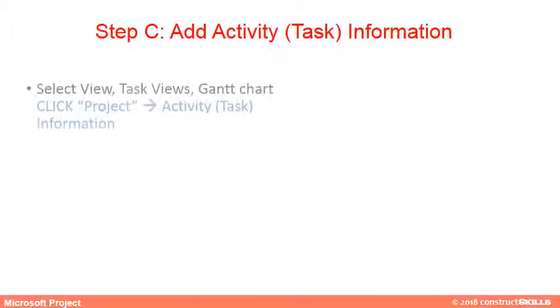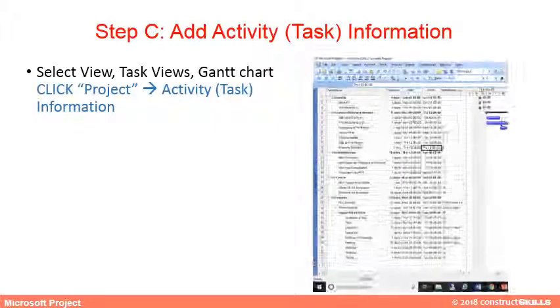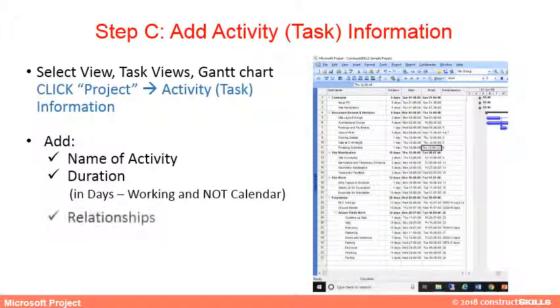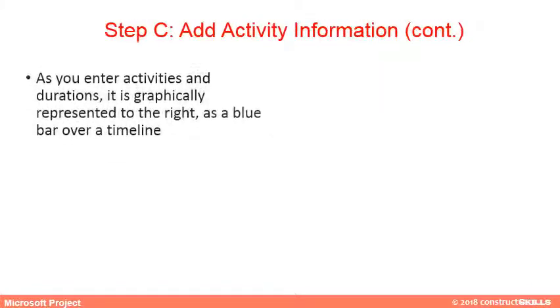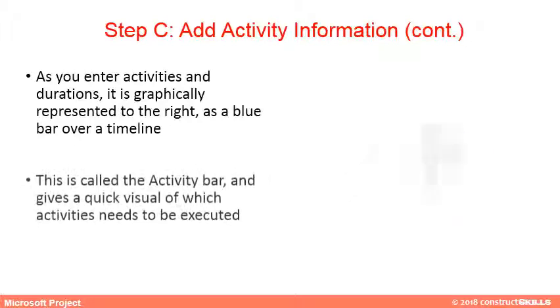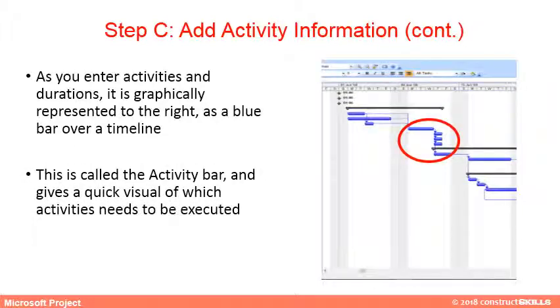Adding activity: select View, Task Views, Gantt chart. Type a task name in the first empty task name field, then the duration required to complete it and the relations between tasks. Activities are called tasks in MS Project. As you enter activities and their durations, they will be graphically represented to the right in a blue bar over a timeline. This is called the activity bar, and gives a quick visual of which activities need to be executed.